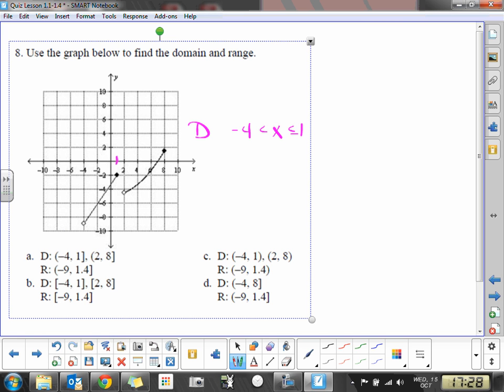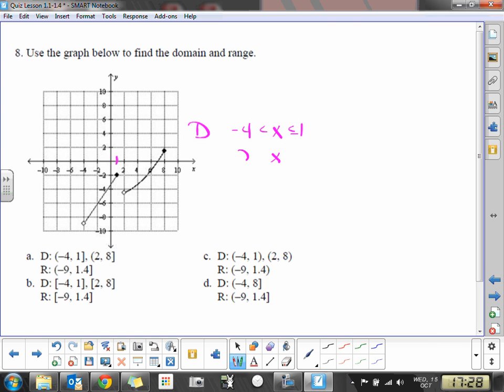Then we have a jump, a break in our graph. Then we jump all the way to a 2. So now we're with x's again. It can't be equal to a 2, so 2 is less than x, which then picks it up from 2, it goes all the way to 8 and includes 8. So that's what it would look like using inequalities.